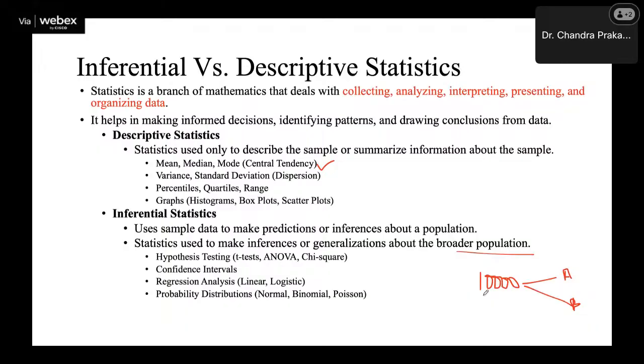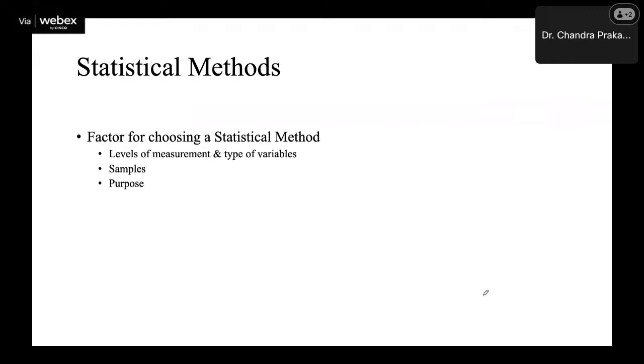So for that, we go with different hypothesis testing. In that we have the t-test, z-test, chi-square, ANOVA test, right? Confidence interval also, we go with regression analysis, probability distribution. In this, we will talk about the hypothesis testing.